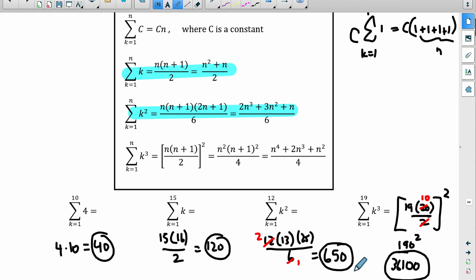All right, so there's a quick, hopefully quick, summary of summation, and we'll be using that next time when we figure out exactly the area under curves.